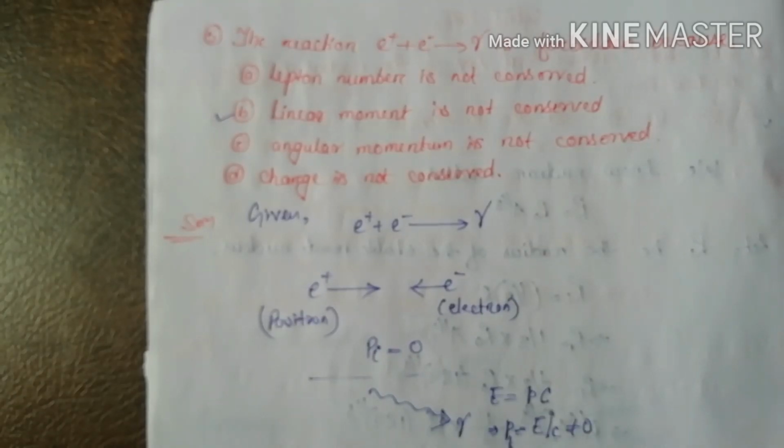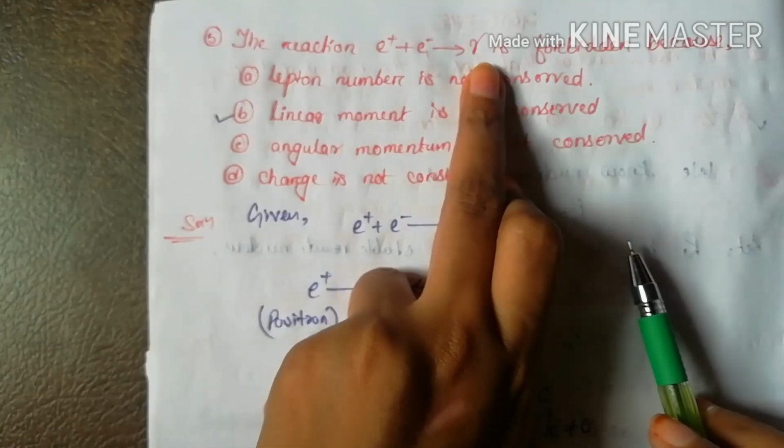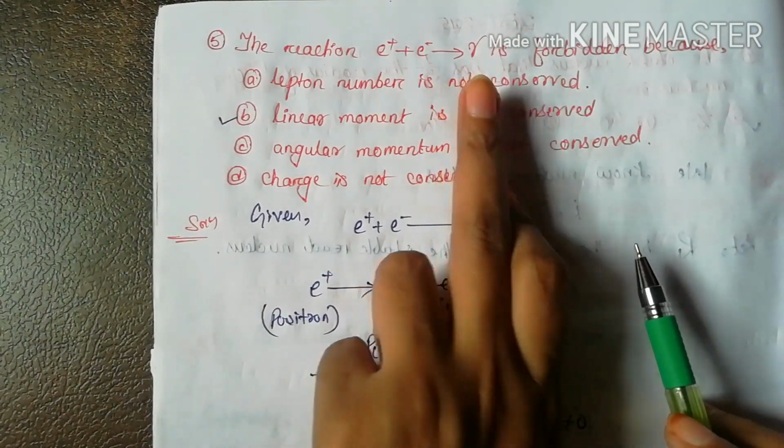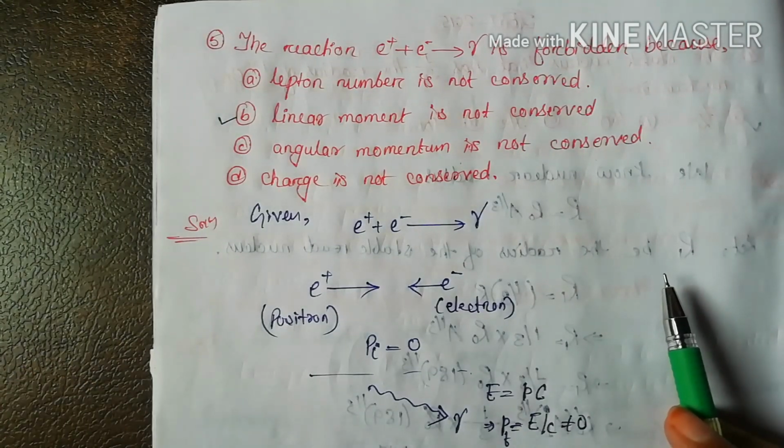One thing I would like to add here is that it would be conserved if there were one more gamma photon. If it gave one more gamma photon, then this would be an allowed reaction.